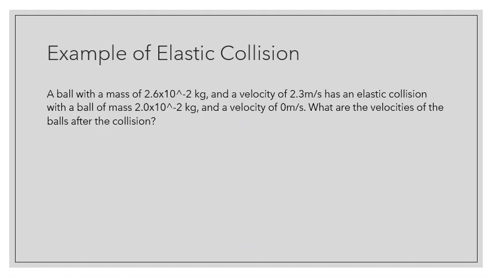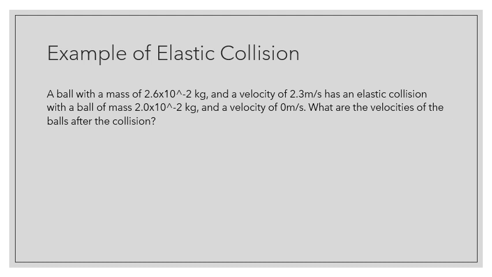Here's an example of a question that deals with elastic collision. A ball with a mass of 2.6 times 10 to the negative 2 kilograms and a velocity of 2.3 meters per second had an elastic collision with a ball of mass 2.0 times 10 to the negative 2 kilograms and a velocity of 0 meters per second. What are the velocities of the balls after this collision?